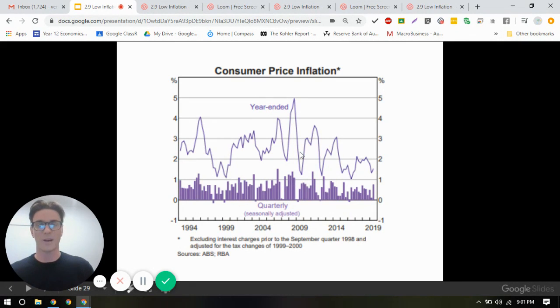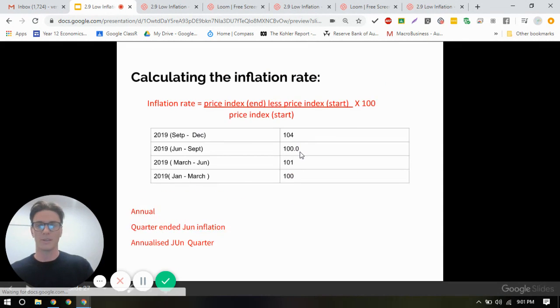All right, so that's how we calculate it. Plenty of examples for you to go off and do in your own time, but really just the 3 rates there.